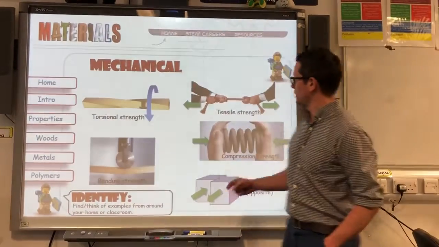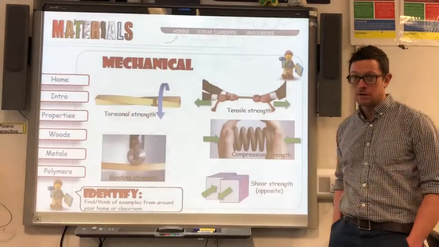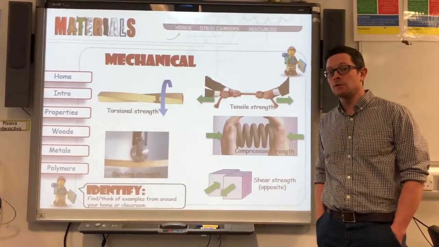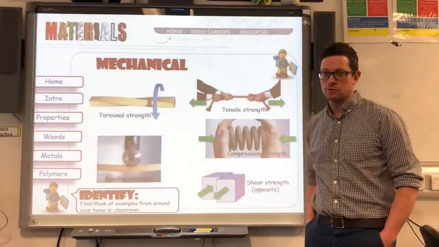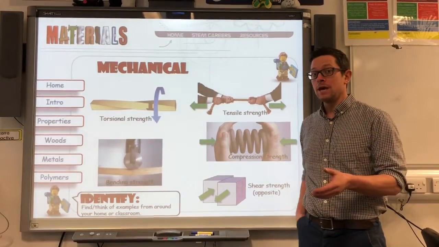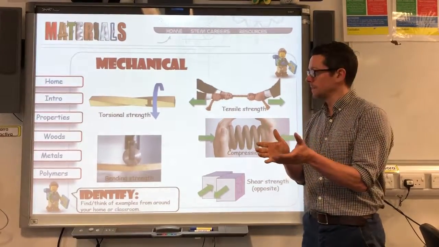So you've got torsional strength, tensile strength, compression strength, bending strength, and shear strength. Remember that strength itself is not a property. You cannot say this material is strong. You have to explain how it's strong, okay? And remember, strength is a capacity, okay? Even paper is strong up until a point, okay?